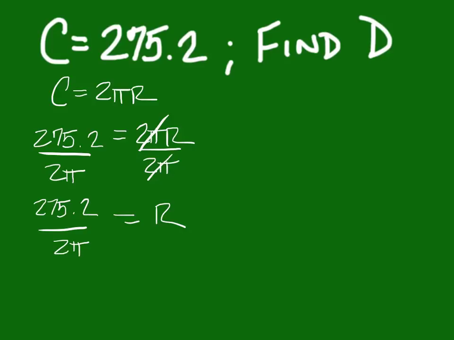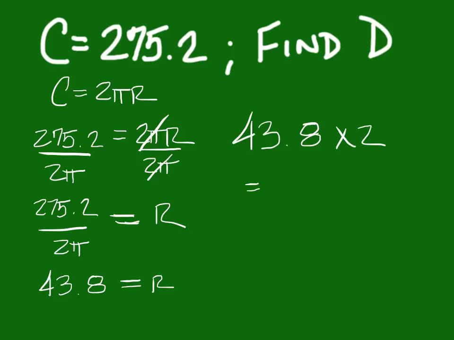At this point, we need to find r and round to the 10th place, so 275.2 divided by parentheses around 2 pi. And round that to the 10th place to get 43.8 for r, but you must multiply that by 2. 43.8 times 2 is 87.6.